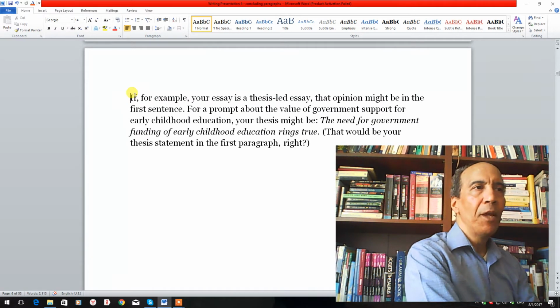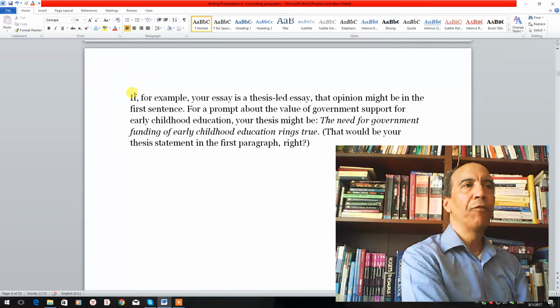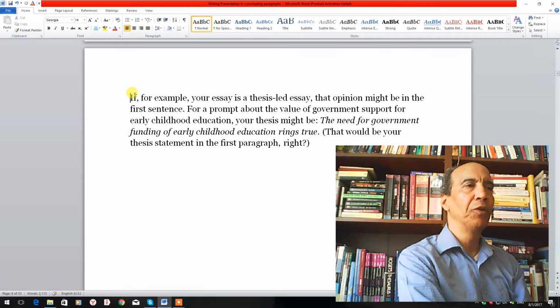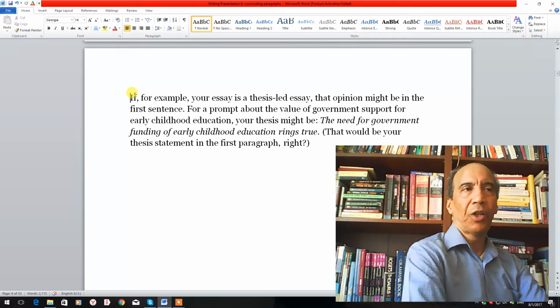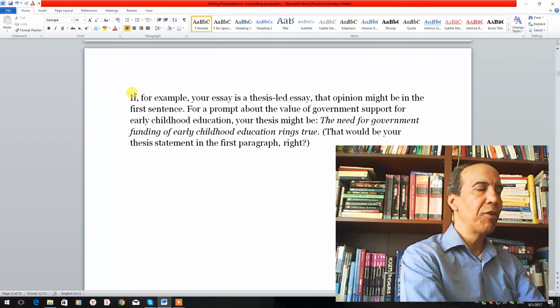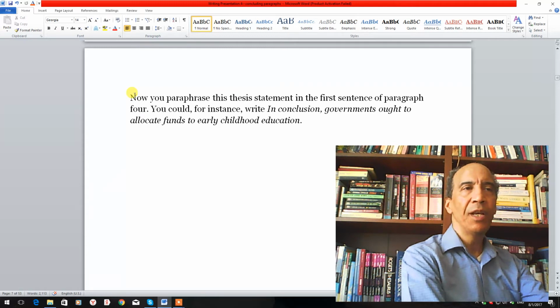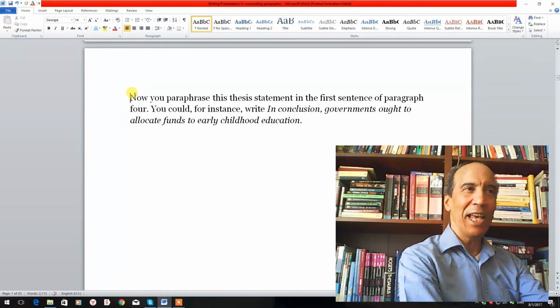If, for example, your essay is a thesis-led essay, that opinion might be in the first sentence of your essay. For a prompt about the value of government support for early childhood education, your thesis might be, the need for government funding of early childhood education rings true. That would be your thesis statement in paragraph 1, correct? Now you paraphrase this thesis statement in the first sentence of paragraph 4. You could, for instance, write, in conclusion, governments ought to allocate funds to early childhood education.